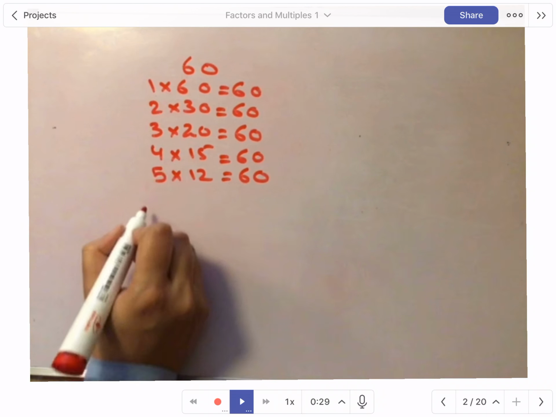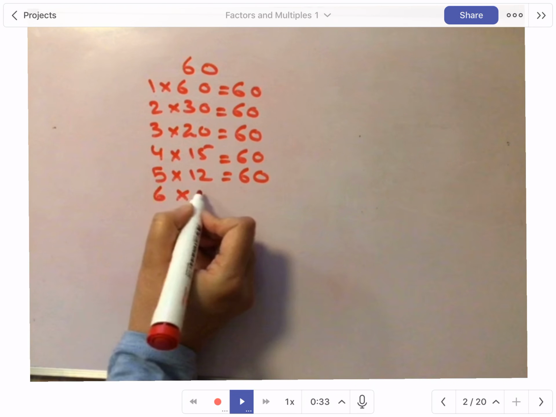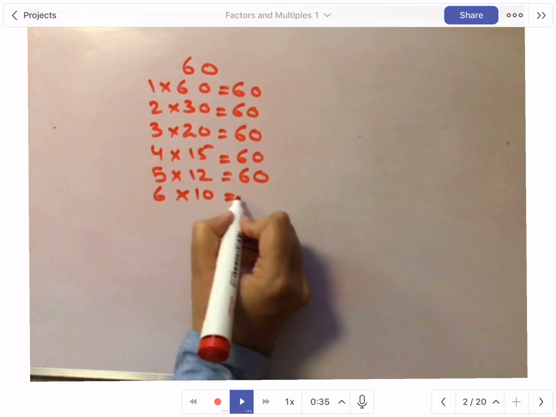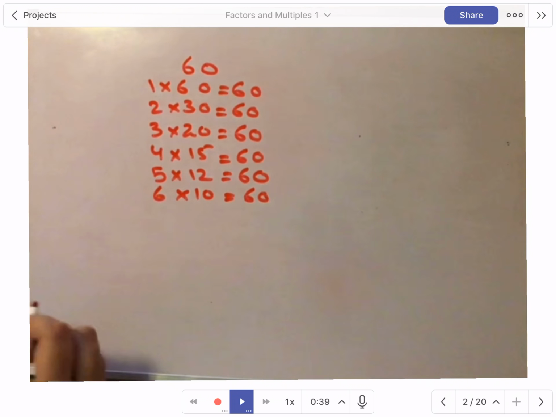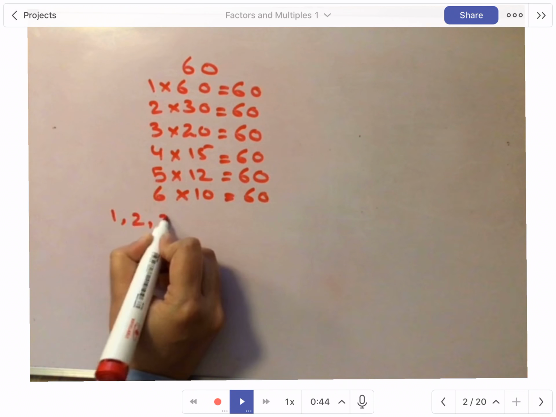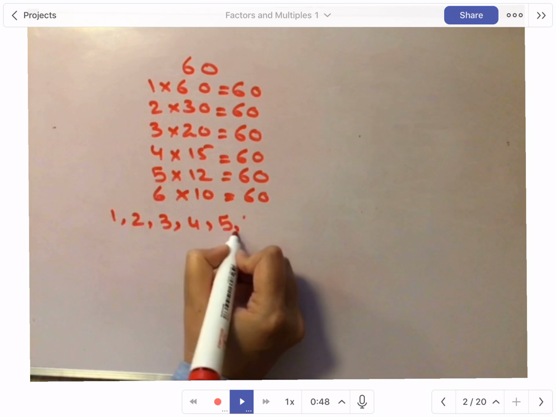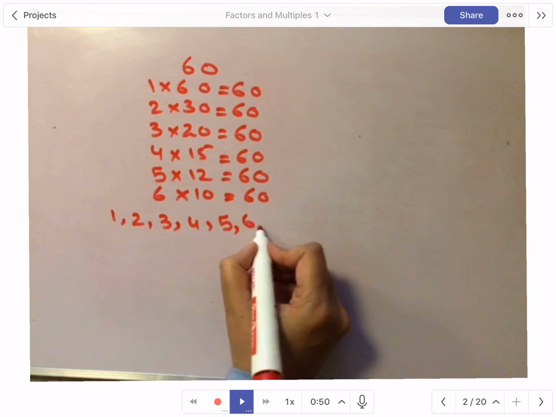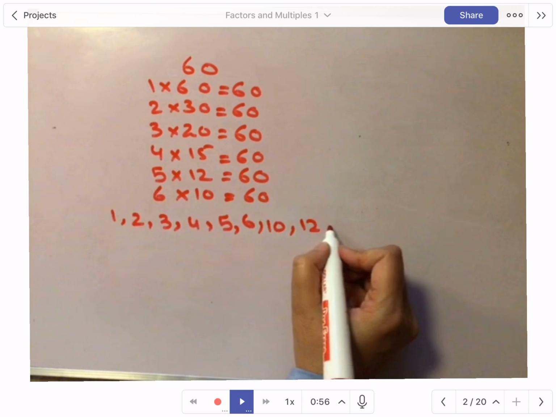So in this case, 6 times 10, what will be the product? Yes, 6 times 10 is equivalent to 60. And what could be the next possible numbers? Is 60 divisible by 7? No. Is 60 divisible by 8? No. Is 60 divisible by 9? No. But 60 is divisible by 10. 10 times 6, but we have already got 6 times 10, so that will be the repetition of the number. So we have to stop here.